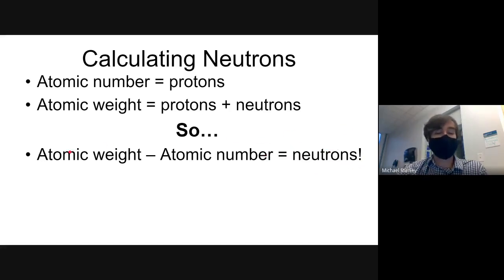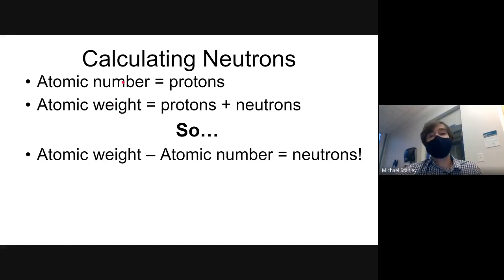So our weight is the protons and neutrons together. The number is just the protons. So if we take the weight and we subtract the protons, then we will get the number of neutrons. Right? If we take the protons and neutrons and take away the protons, we have the number of neutrons. So this is how we can calculate how many neutrons are in an atom just based on the atomic weight and the atomic number.